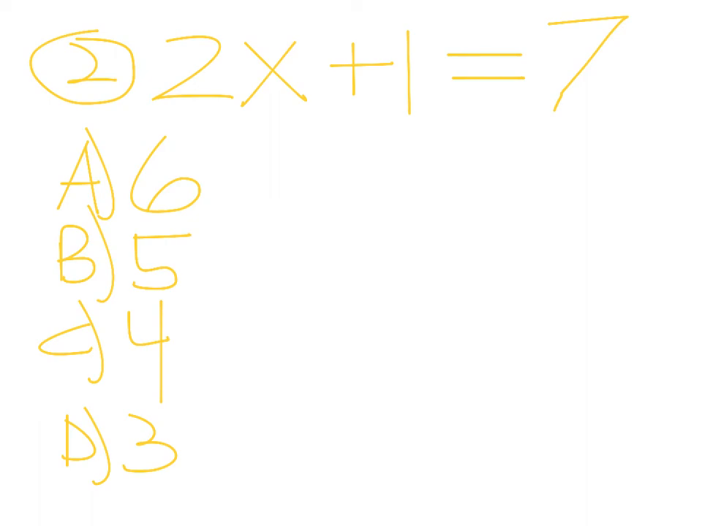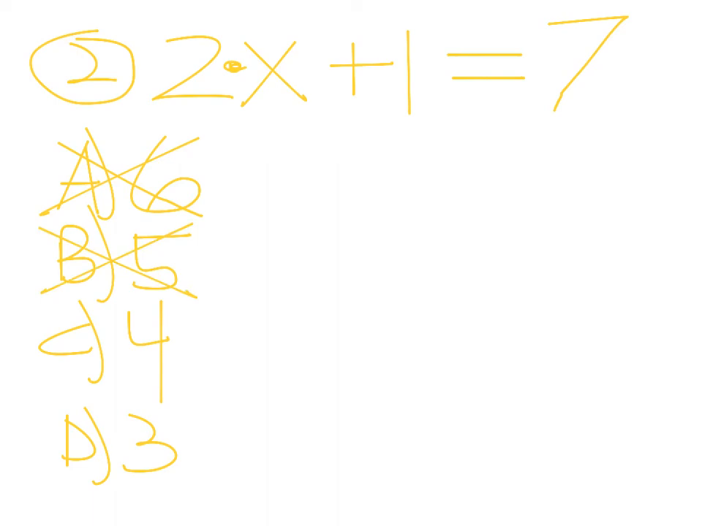So we're going to plug in the 6 first. Remember that 2x really means 2 times x because a number and letter beside each other is multiplying. And so we can plug that in. We got 2 times 6. What is 2 times 6? That is 12 plus 1 is 13. Does 13 equal 7? No. So it's not A. Let's go ahead and try B. 5. 2 times 5 is 10 plus 1 is 11. That does not equal 7 either.